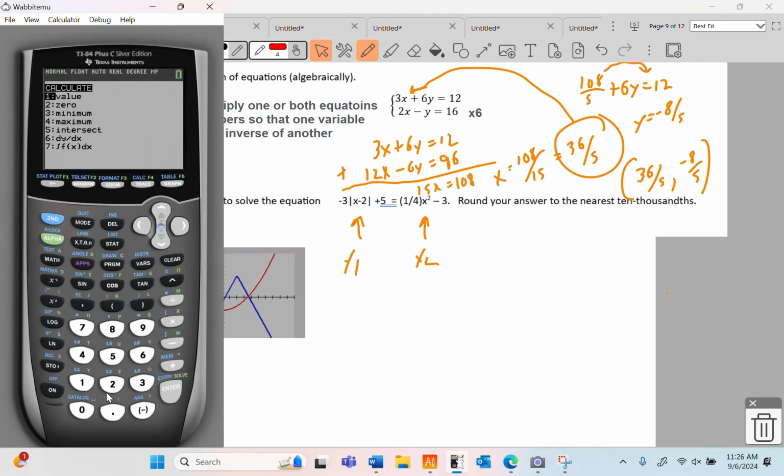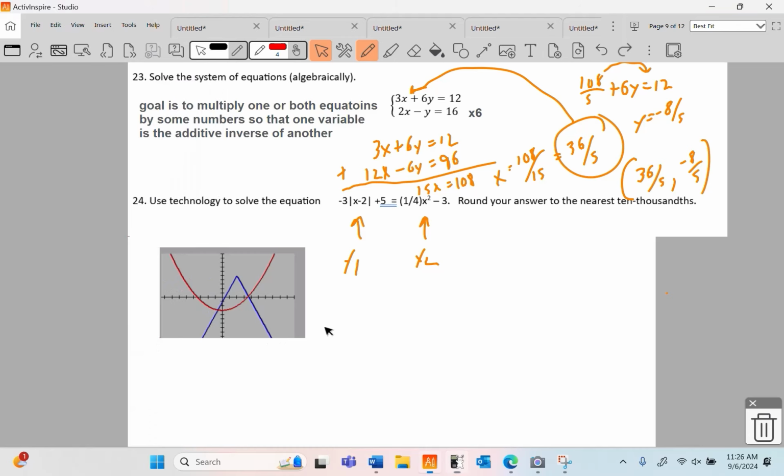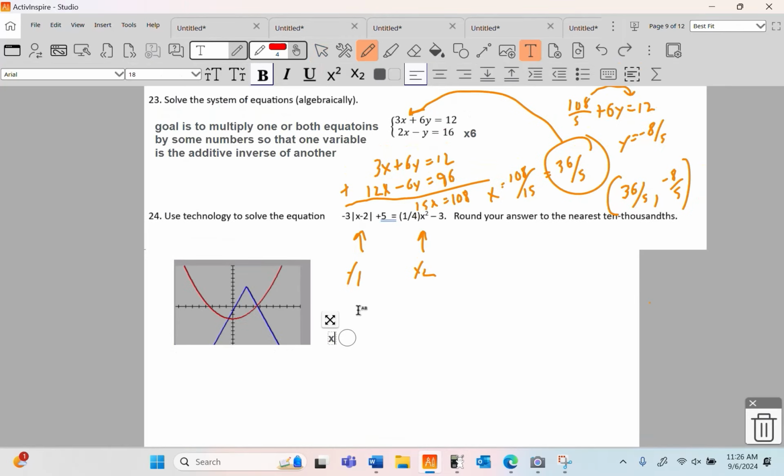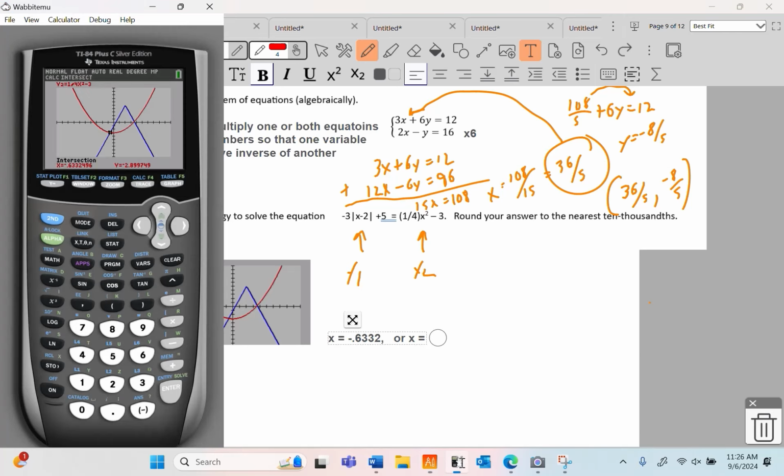That's second trace 5. Get your cursor in the neighborhood, press enter 3 times. You're going to get negative 0.6332. So one of my values here is x equals negative 0.6332. Or let's see what my other one is. Second trace 5. Get close. I'm just holding that button down. Enter 3 times. 3.5917.